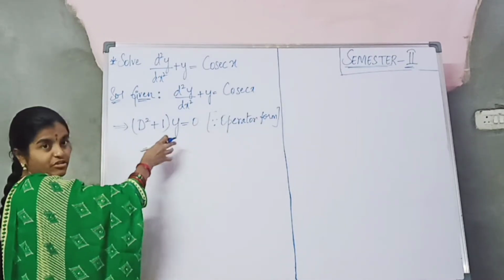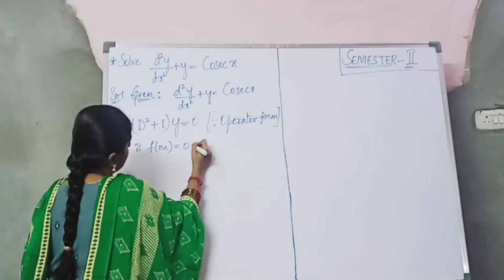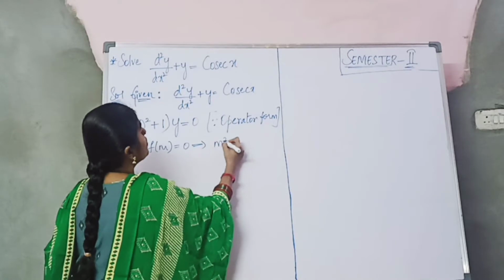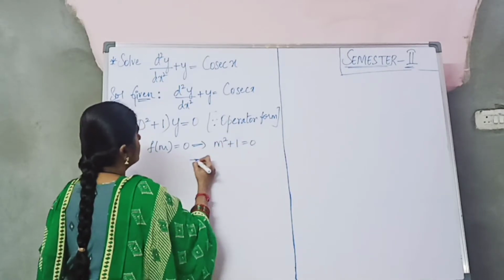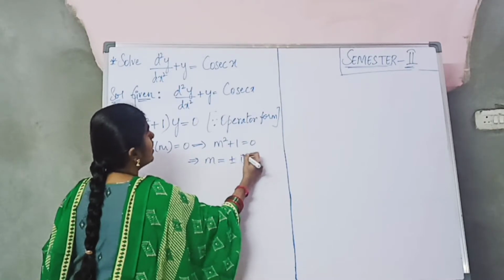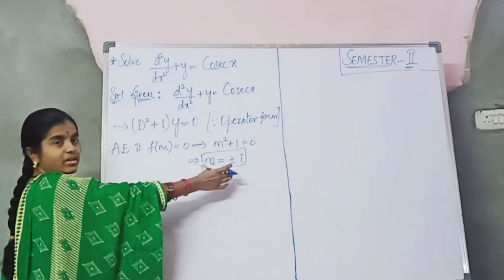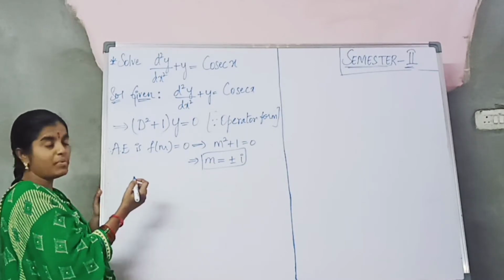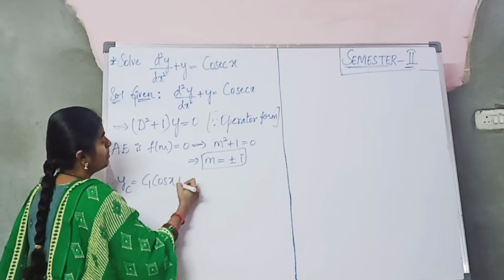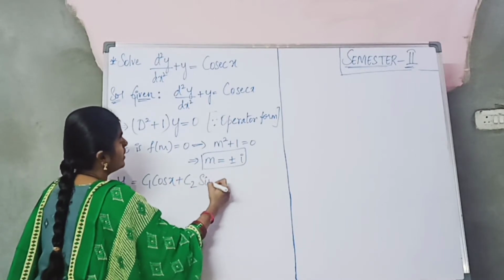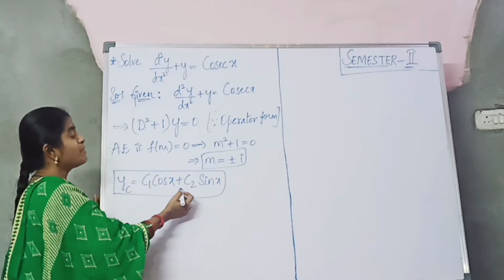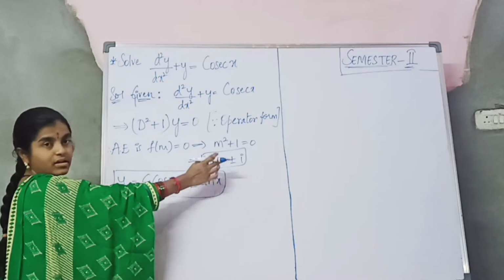Now this equation can be written in the form of the auxiliary equation. Therefore the auxiliary equation is f of m equals 0. That implies m square plus 1 equals 0, so m equals plus or minus i. The roots are imaginary. Therefore yc equals c1 cos x plus c2 sin x, because the roots are imaginary.